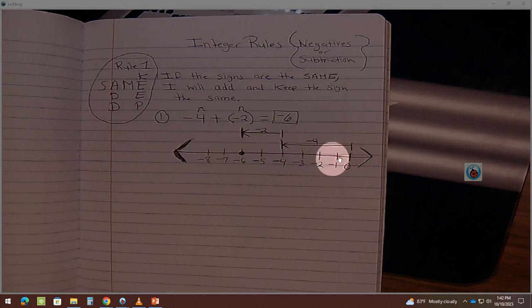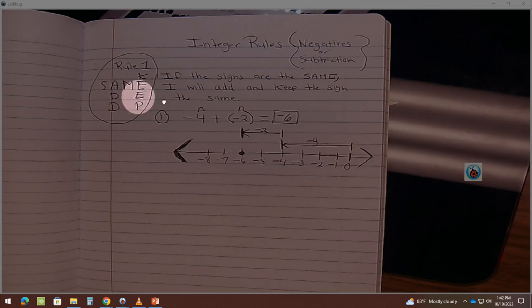We lose 4. Watch the little hand right there. 1, 2, 3, 4. So right now I'm at -4. But then I lost 2 more, so I added more losses. So I'm gonna continue going here. 1, right there on 5, right? 1, and then 2 more. Where did I stop? -6. That's why the answer is -6.